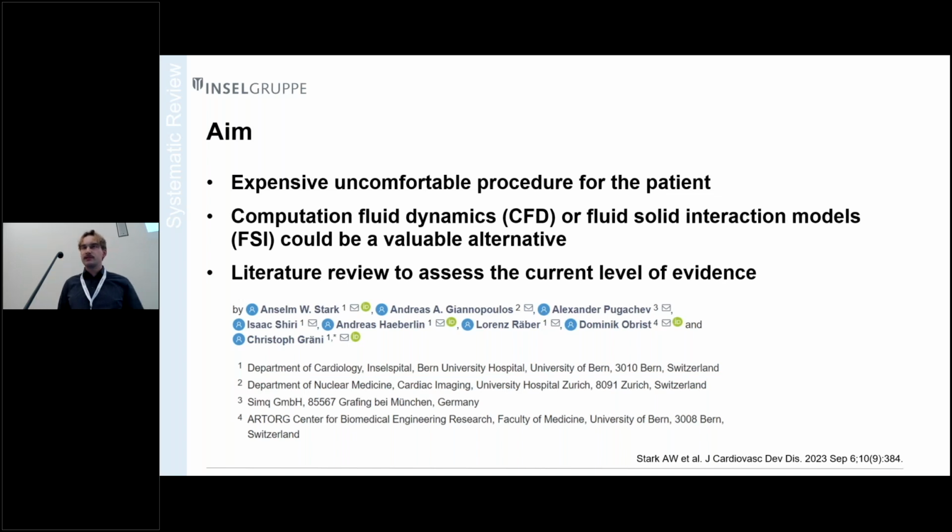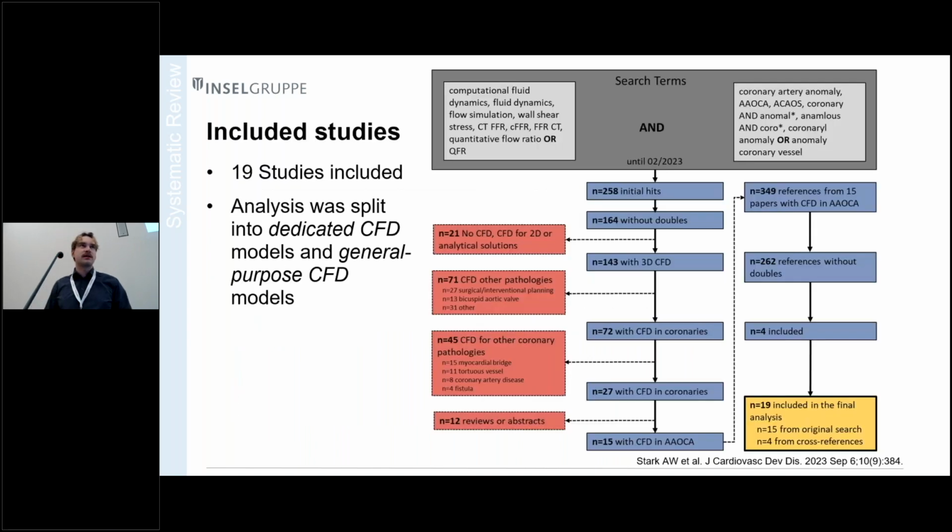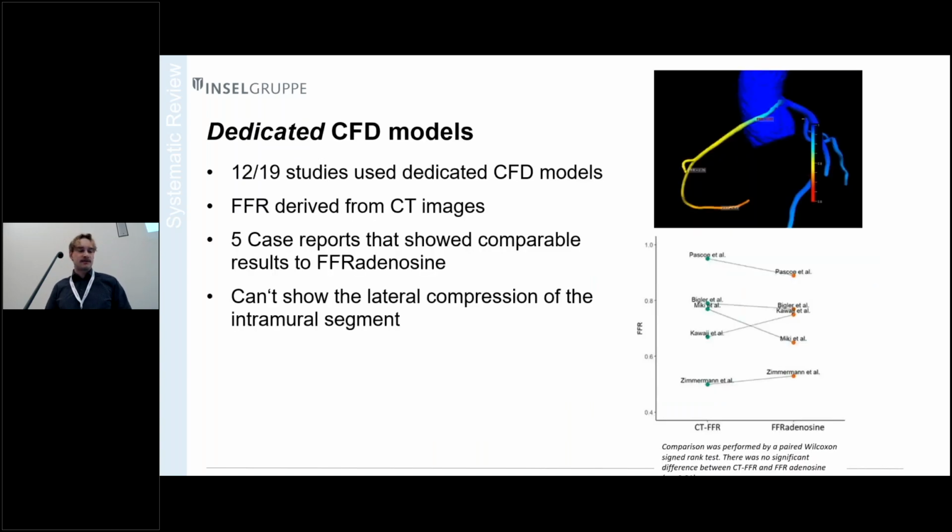So first, we did a literature review to assess what has already been done. 19 studies were included in the final analysis, and we split them into dedicated CFD models and general-purpose CFD models. And what we meant with dedicated CFD models is there is software out there which can predict the FFR, so the pressure drop, based on CT images, but the only user input allowed in this software is basically doing the segmentation of the geometry. Otherwise, you can't touch anything of the simulation.